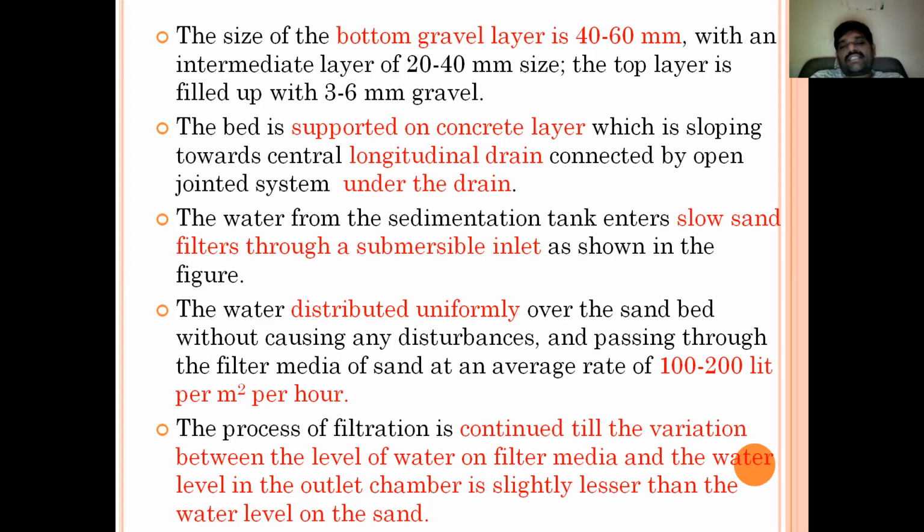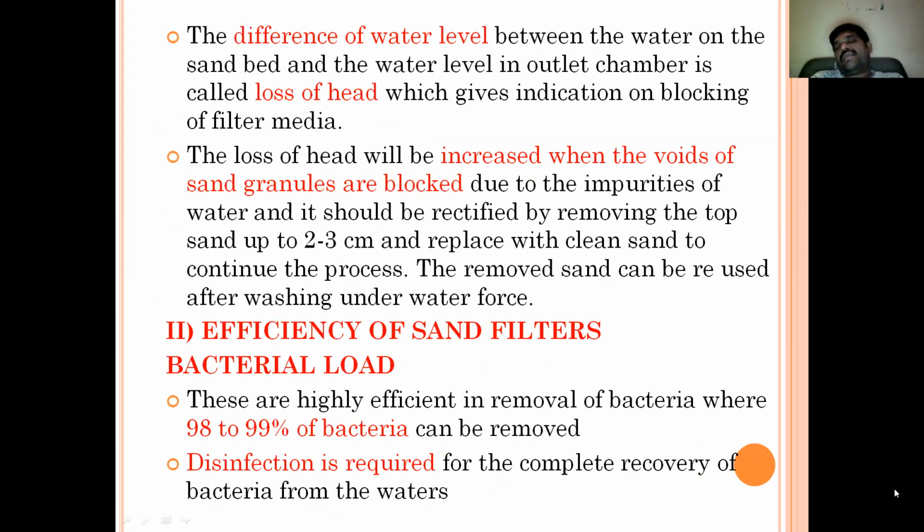See, the process of filtration continues till the variation between the level of water in the filter media and the level of water in the outlet chamber, which is the definition of loss of head. If the loss of head is increasing, that means the flow rate of water entering the outlet chamber is reduced. It gives clear information about the change of sand bed, else the voids are clogged. In such cases, 2 to 3 centimeters of fine sand at the top of the filter bed has to be taken off by using mechanical scrapers, and that should be washed and dried.